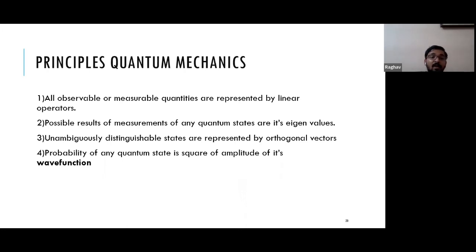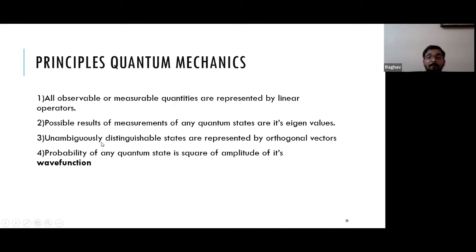The second postulate is that possible results of measurements of any quantum state are its eigenvalues. I already told you that eigenvalues have great importance in learning quantum mechanics. Whatever the results of our measurements, those are represented using eigenvalues.